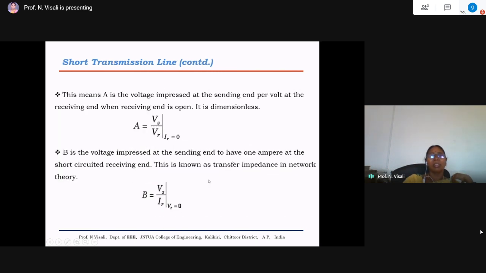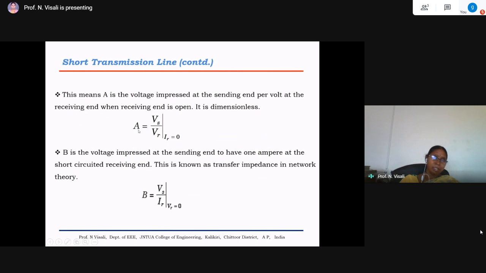So the same relationship here we have written. This means that A is the voltage impressed at the sending end per volt at the receiving end when the receiving end is open. When the receiving end is open, then what is the sending end voltage with respect to the receiving end voltage? It is nothing but A, and this value A is a ratio of voltages, so there is no dimension for A, and it is voltage gain.